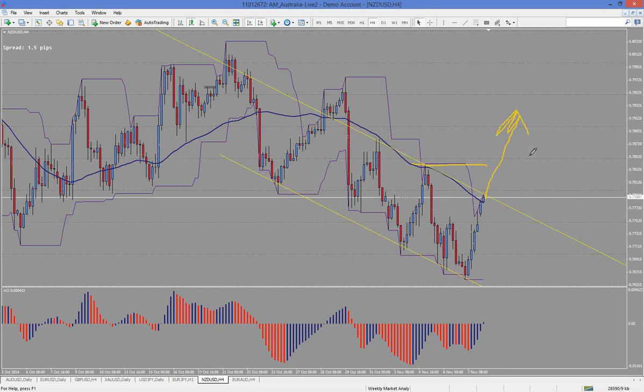Now, what do we got? Lois is saying there's a 38.2 at 78. Let's have a look at that. Give me 1 second. I will check that. $78 is... Oh, it's kind of close.